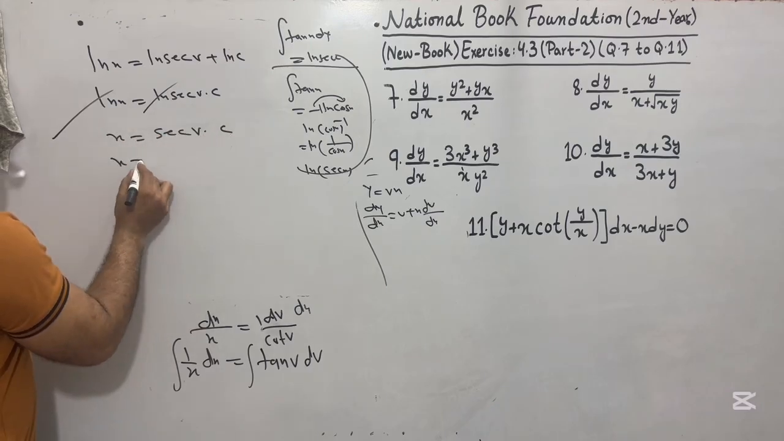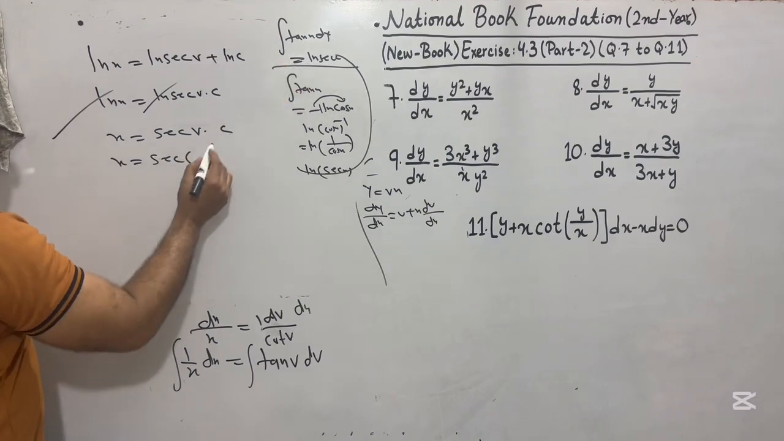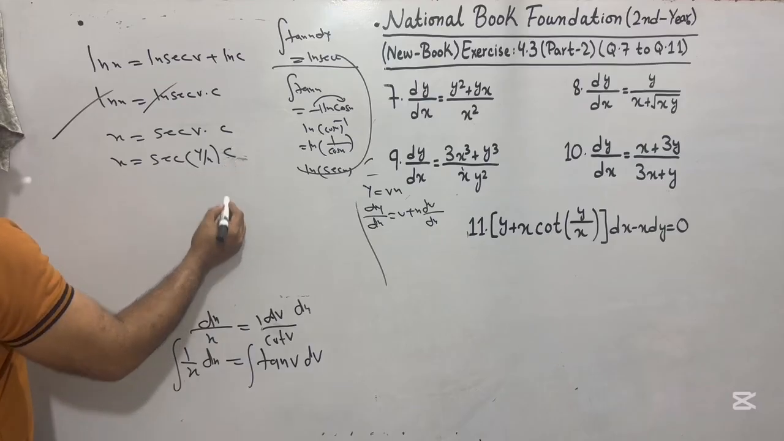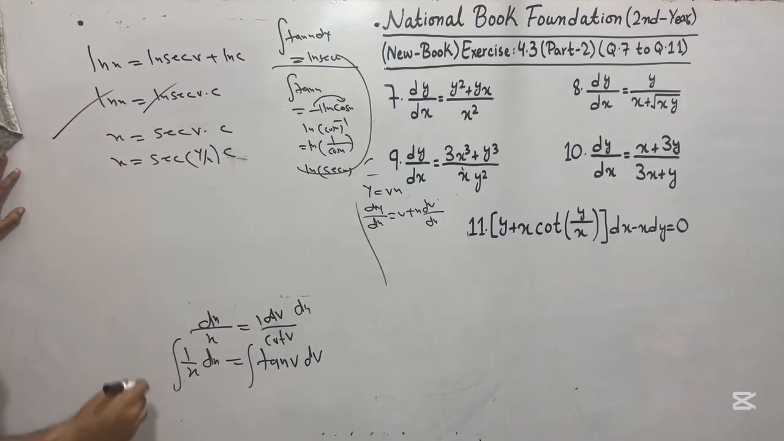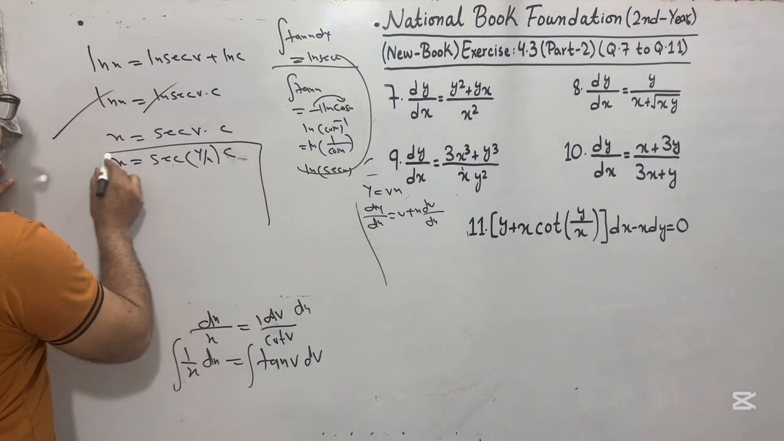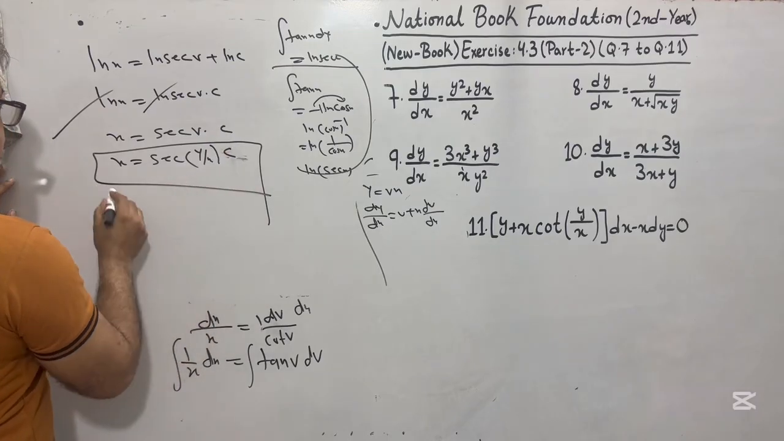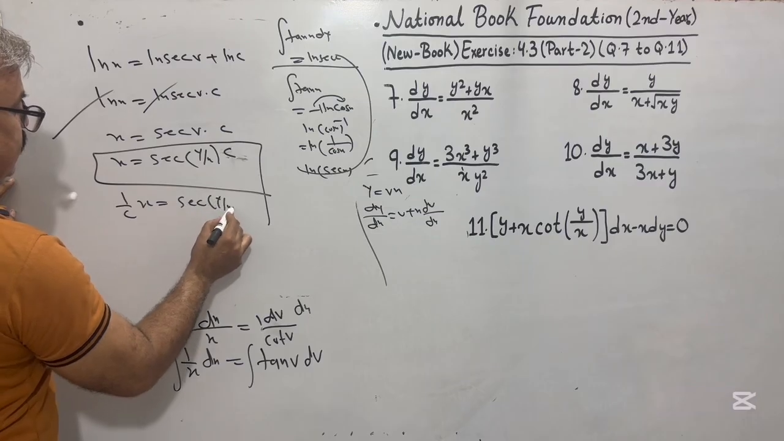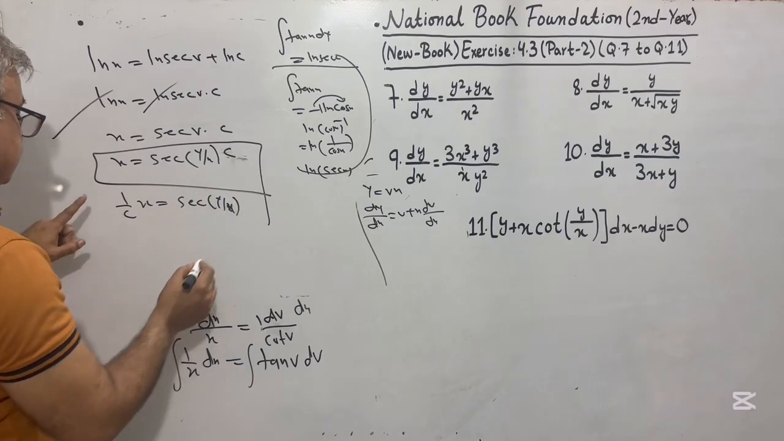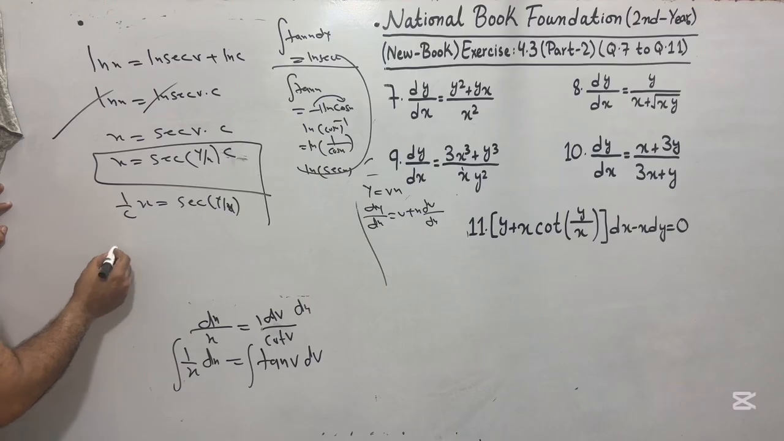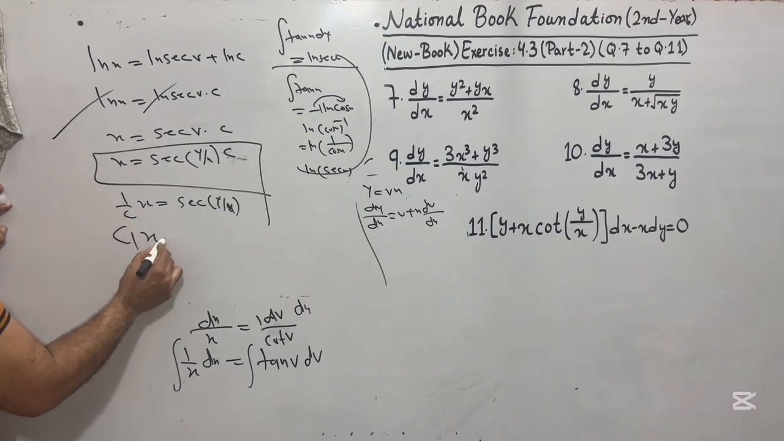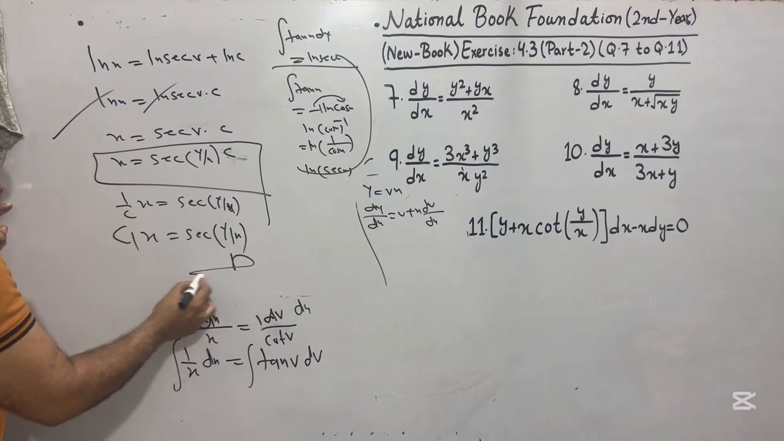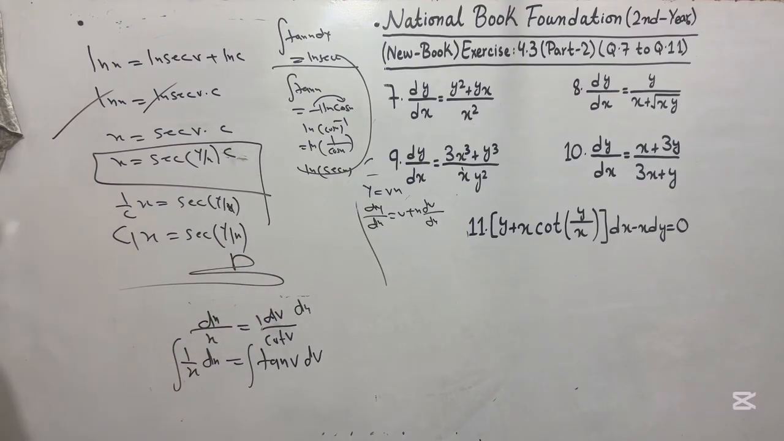We put in the value of v, that is y over x. So x is sec(y over x) times c. Leave it here or shift the constant, it's up to you. Constant makes no difference. If you shift it here, it will become 1 upon c times x, equal to sec(y over x). 1 over c, the reciprocal of a constant, is still a constant. You can write c1 x equals sec(y over x). It's our answer in that case.